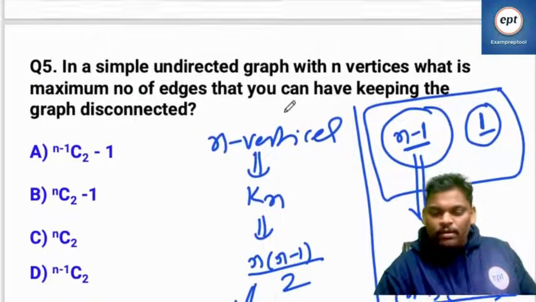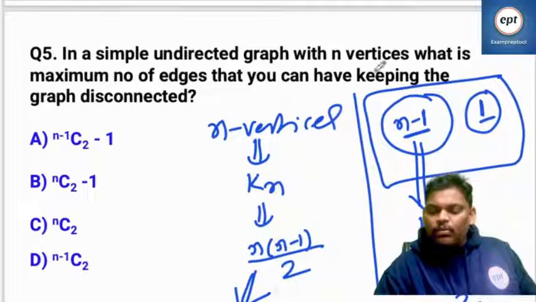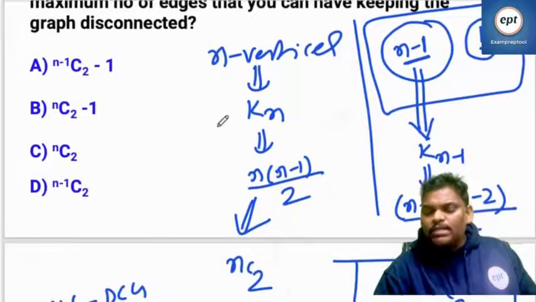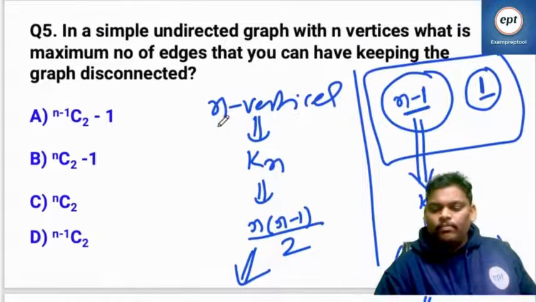Fine, perfect. In a simple undirected graph with n vertices, what is the maximum number of edges that you can have keeping the graph disconnected? Right, fine.